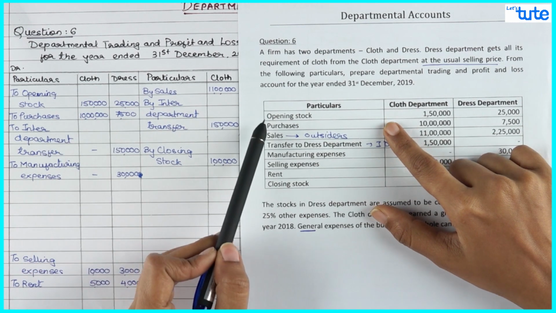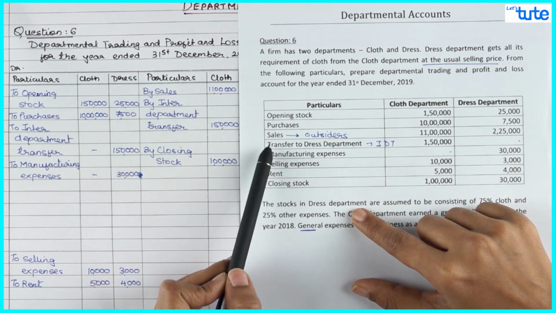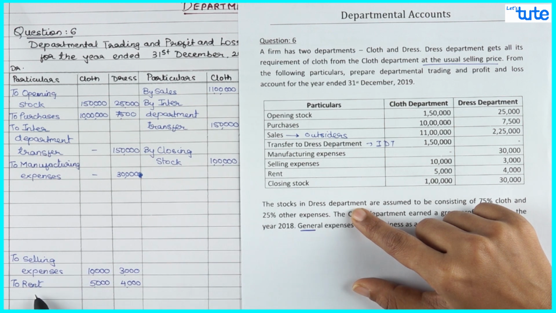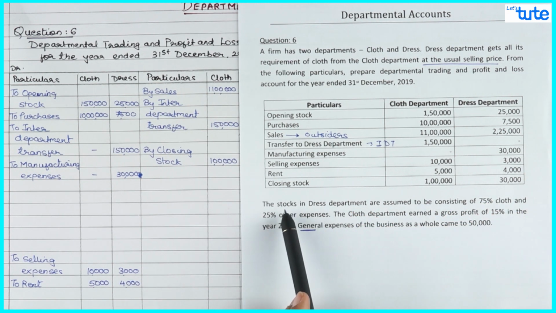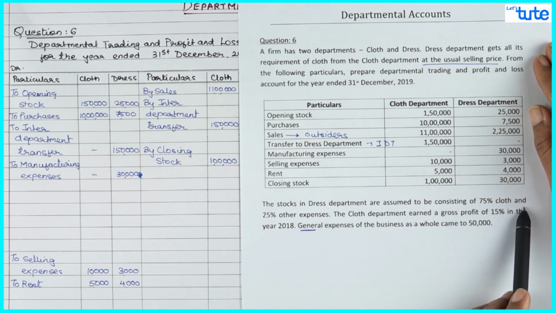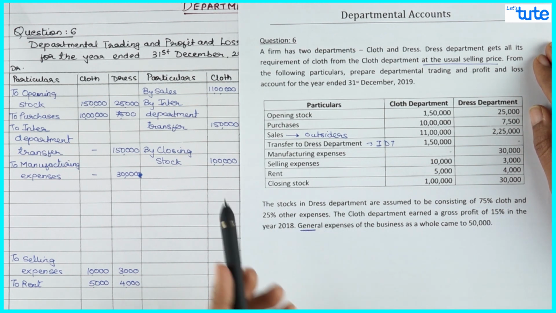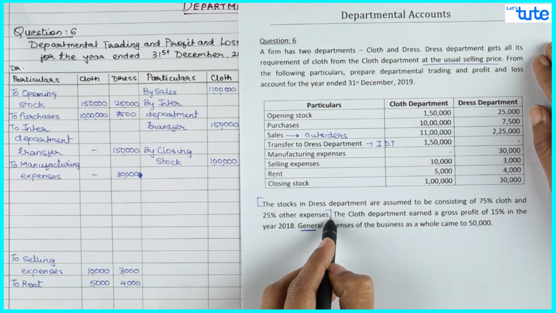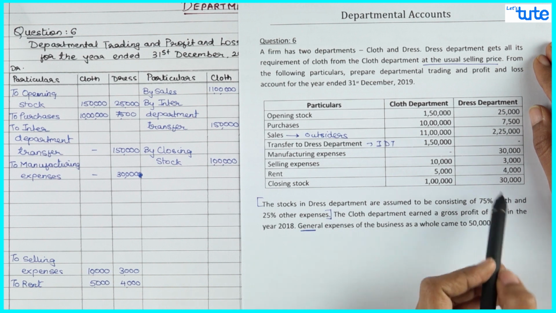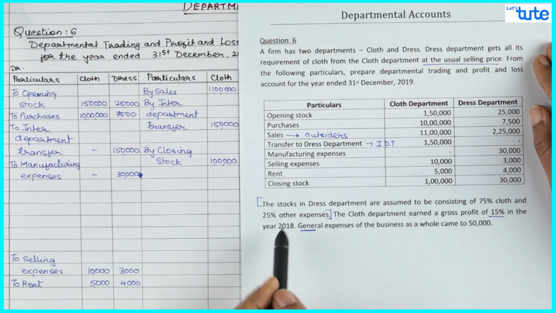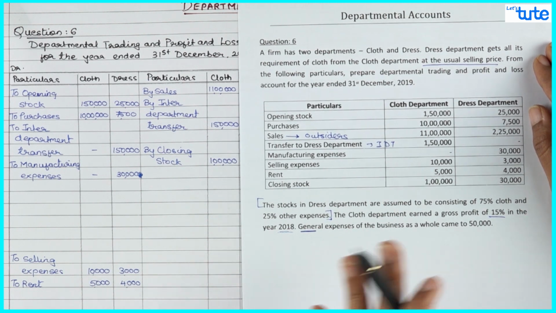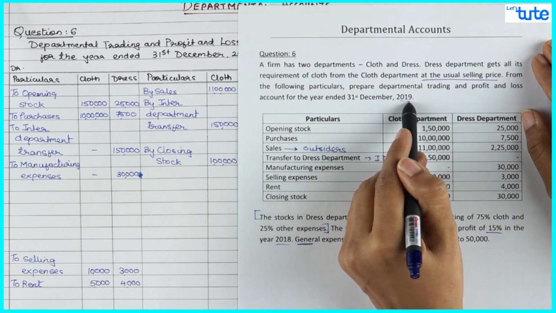So we are done with opening stock, purchase, sales to the outsiders, interdepartment transfer, manufacturing expenses, selling expenses, rent and closing stock. Now the stocks in dress department are assumed to be consisting of 75% cloth and 25% other expenses. Just keep the statement pending, this will be required for stock reserve. The cloth department earned a gross profit of 15% in 2018. So we'll just see how this 15% is useful for this question because we are in the year 2019.